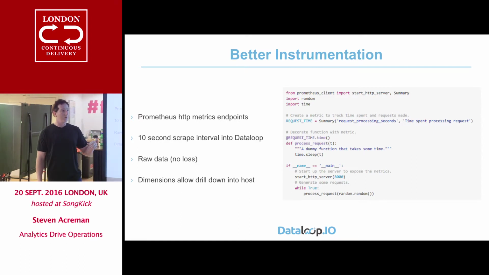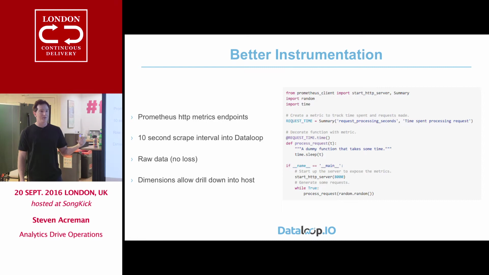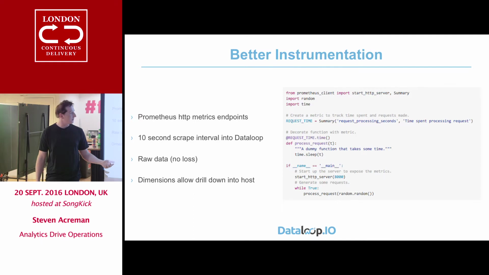Somebody wrote on Twitter, why would I add an HTTP endpoint to every single service just to get metrics? Well, it's easy. It's a lot easier than troubleshooting 30 megabytes per second of UDP traffic. And they're pretty easy. Again, you can just decorate with timers and stuff.